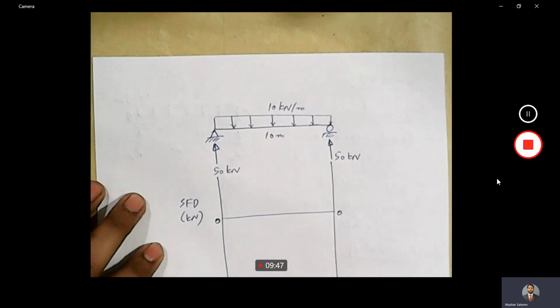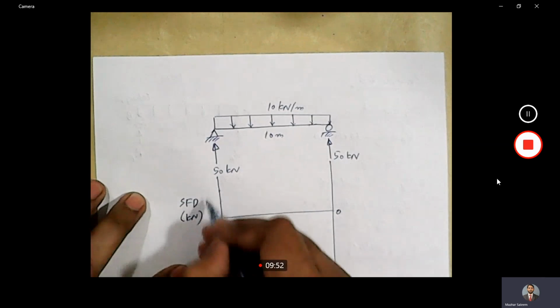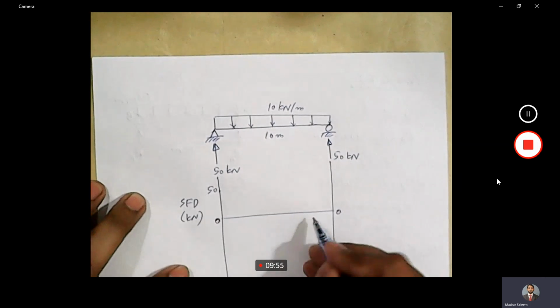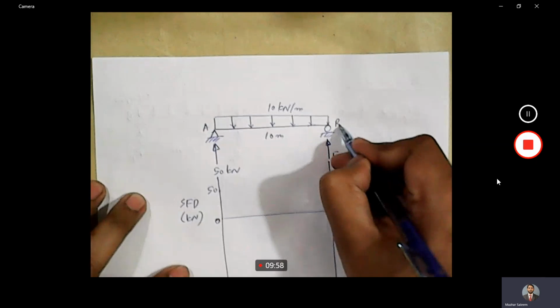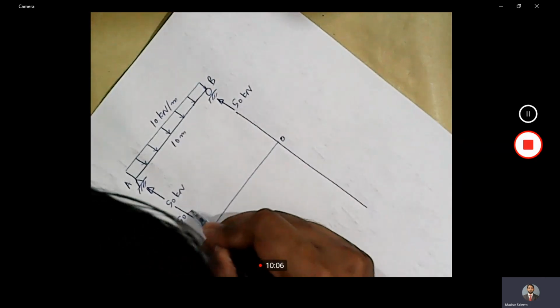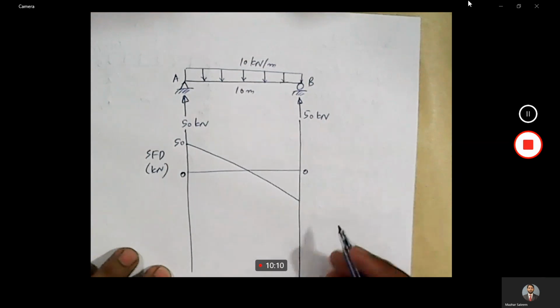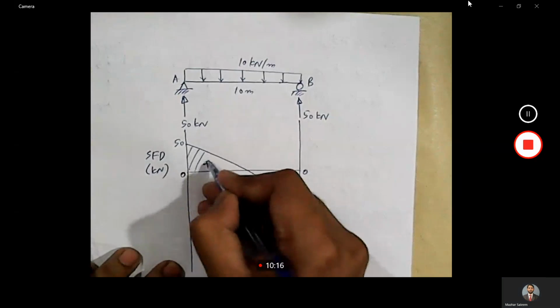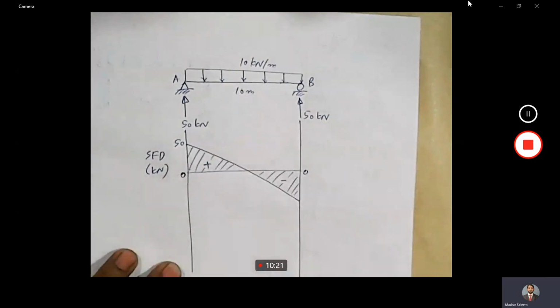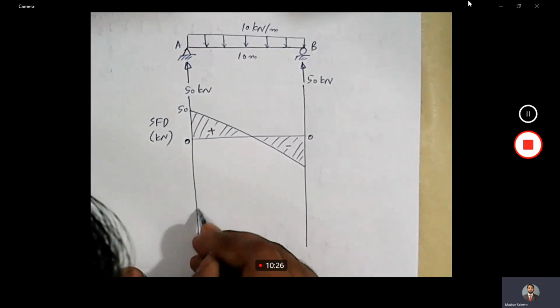in terms of kilonewton. Okay, how much is the value of shear at this point that we just calculated? It was 50. How much was the value of shear at point B? This point is A, this point is P. It was again 50 kilonewton. Okay, so we will join this with a straight line. It's a straight line, first degree line. This part is positive and this part is negative. So this is SFD. Okay, and what about BMD?